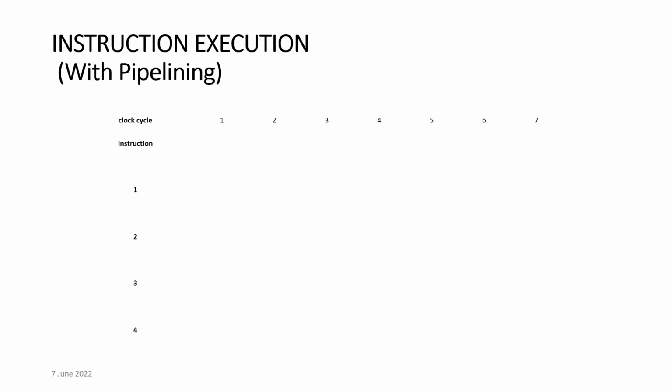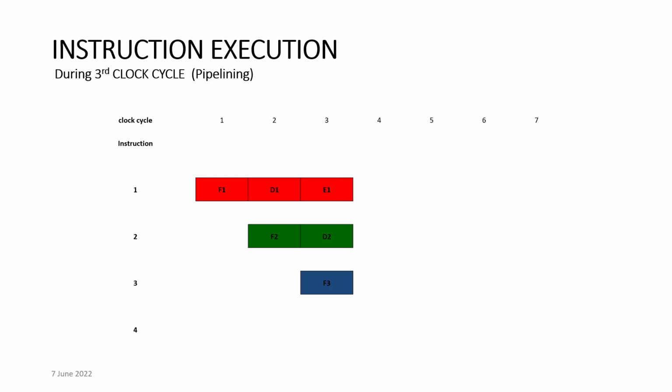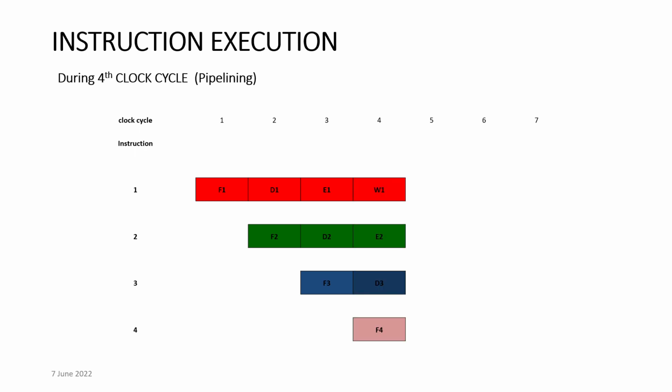How? For example, during the first cycle, we fetch the first instruction. During the second cycle, we decode the first instruction and fetch the second instruction. In the third cycle, we execute the first one, decode the second one and fetch the third instruction. So the overlapping is done like this in the pipelining concept. In the fourth cycle, we complete the first instruction by writing the result in the destination, execute the second instruction, decode the third instruction and fetch the fourth instruction. This is how we execute the instructions by overlapping them.